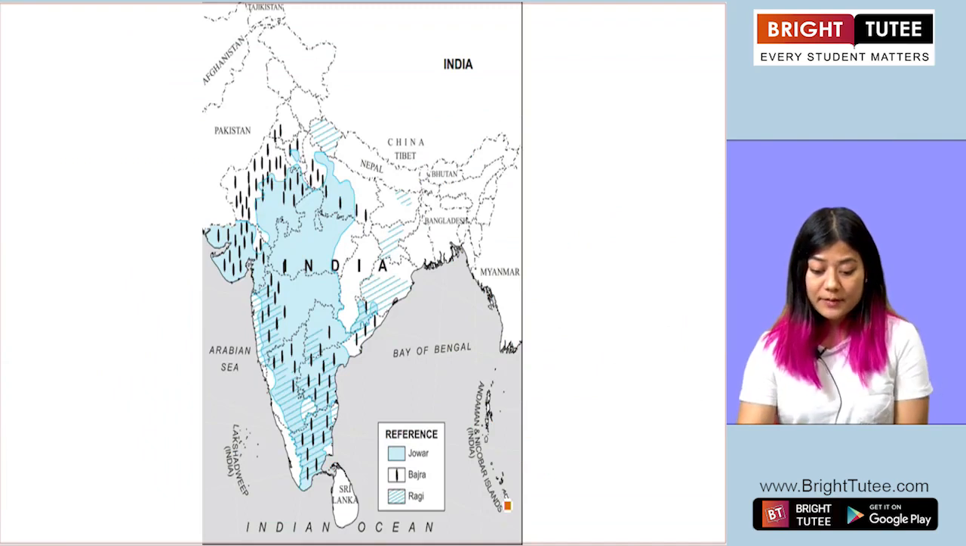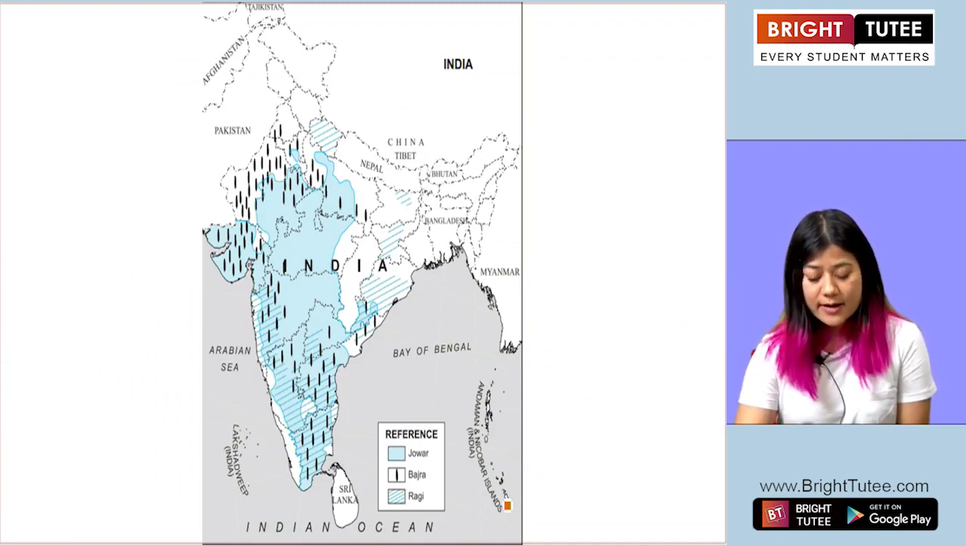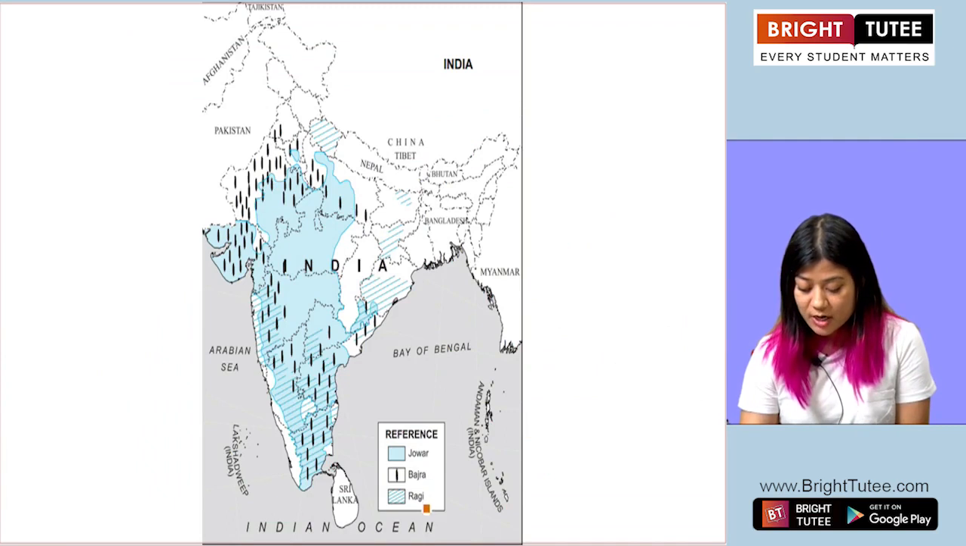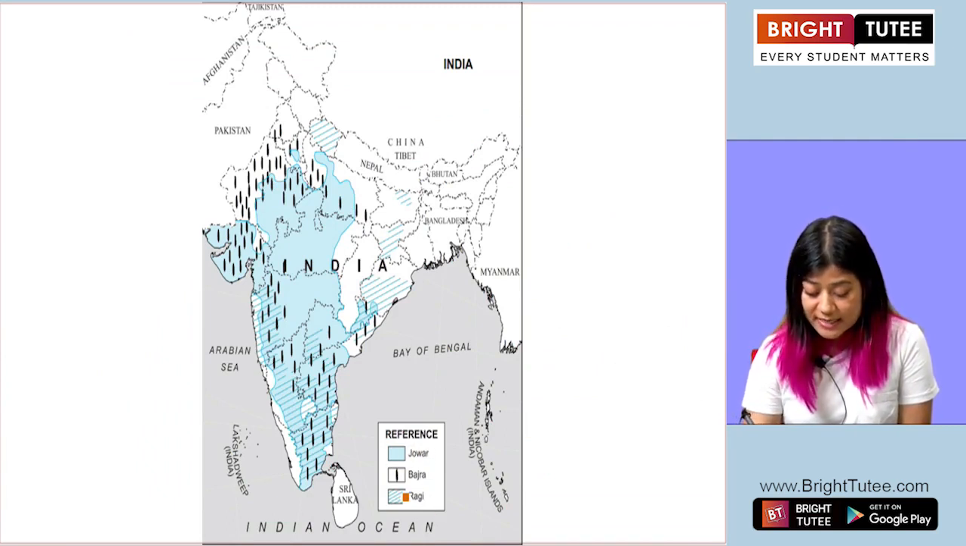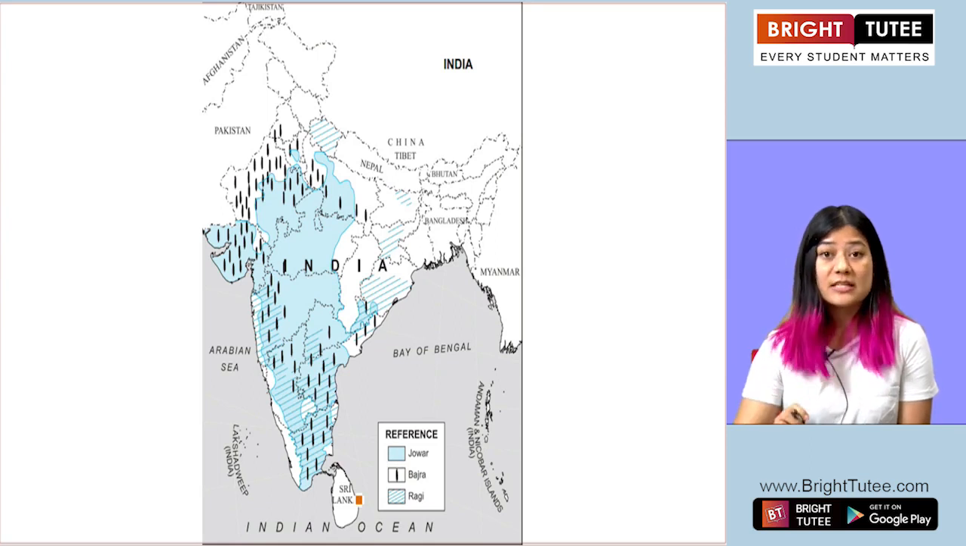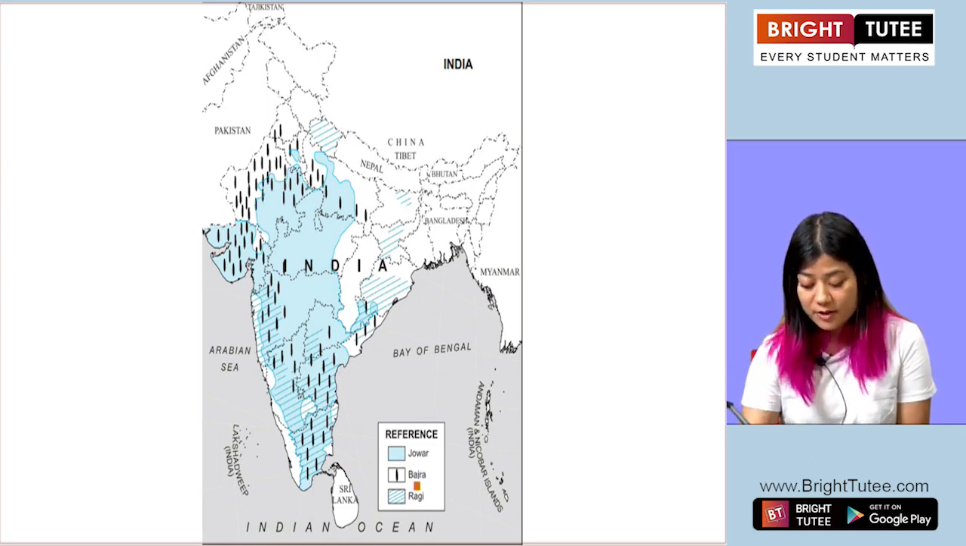In this map here we can see the areas where jawar, bajra and ragi are cultivated. So pay attention to the different shades and symbols used here to indicate the cultivation of jawar, bajra and ragi.